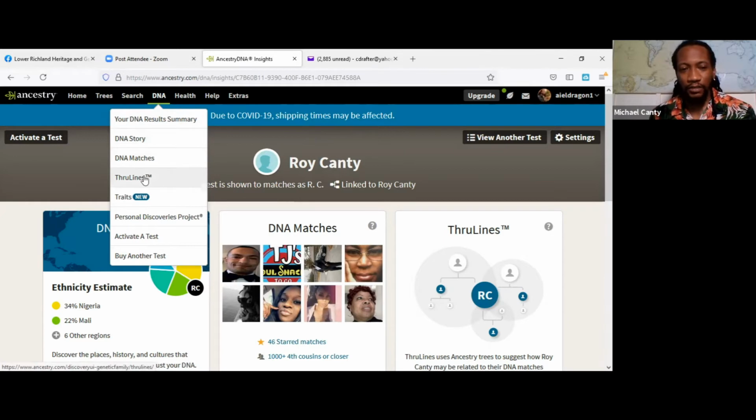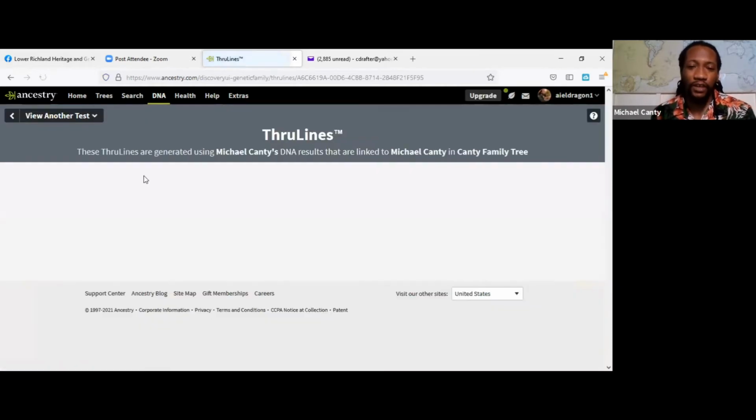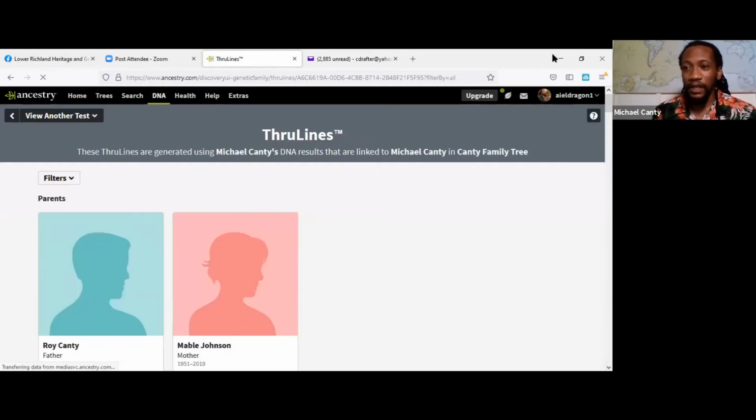And there's something here called ThruLines, which is pretty cool. I think someone brought it up right before we started. I think maybe Deidre brought it up to help with figuring out where you might be related to somebody. I just want to touch on this real quick, just because we talked about it. It's fairly new that Ancestry's doing, and it has helped me tremendously.